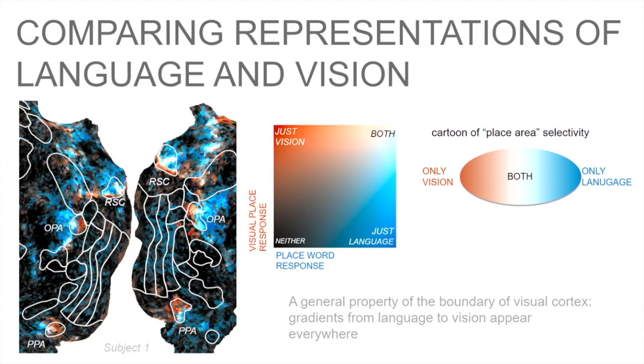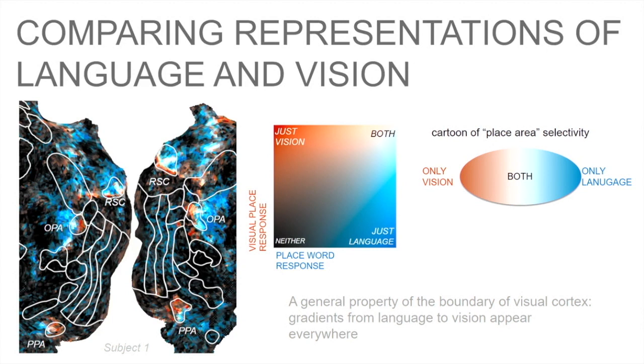And what we see when we look at place responses in language and in vision is actually that they're only partially overlapping. So within each of these areas, the colors here are red for voxels, parts of the brain that only respond to visual places, blue for just language, white for both, and black for neither.